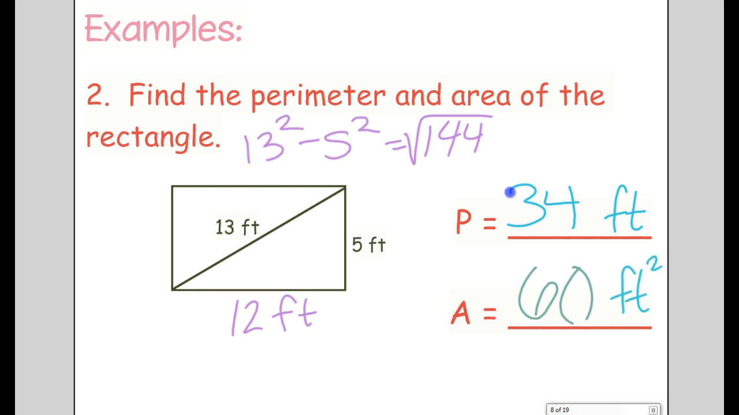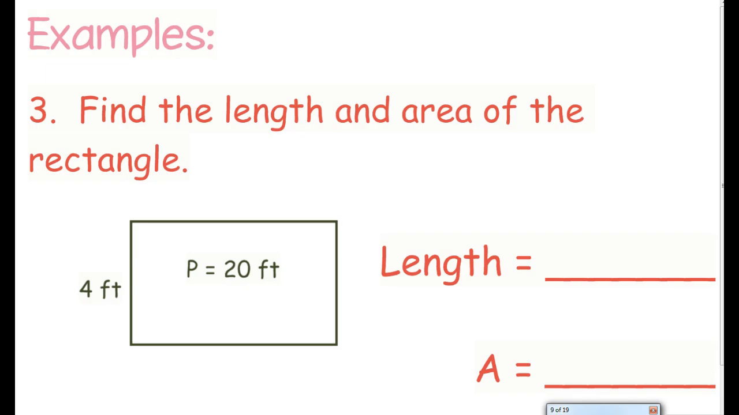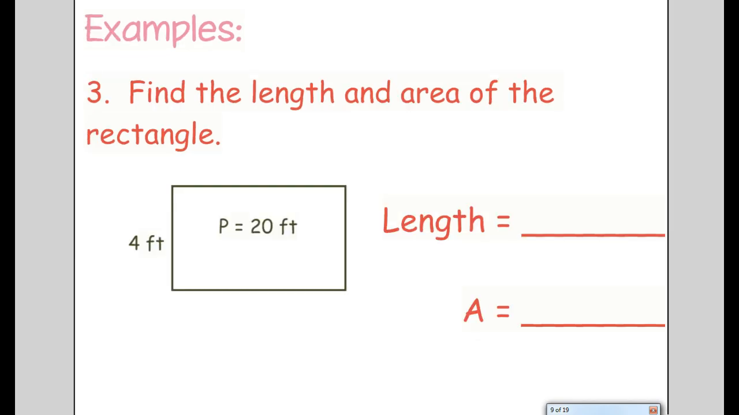The only trick to that one was you had to start with Pythagorean theorem. Next one. Uh-oh. I give you the perimeter and one of the sides, and you have to find the missing side.